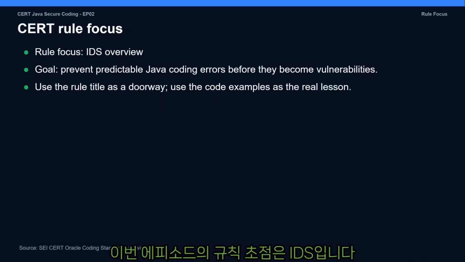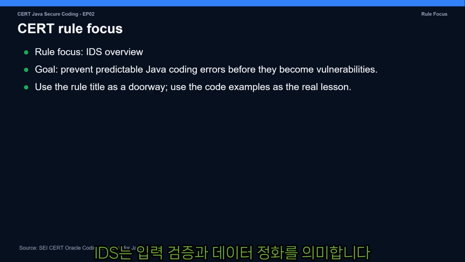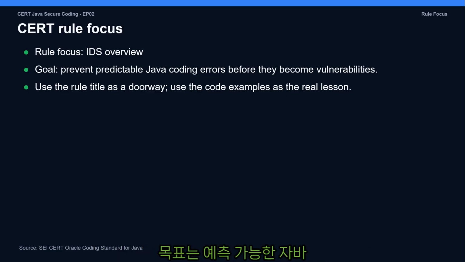The rule focus in this episode is IDS. IDS means input validation and data sanitization. The goal is to prevent predictable Java coding errors before they become vulnerabilities.